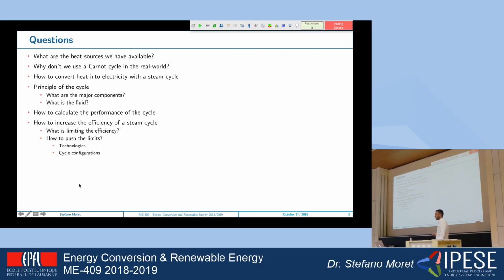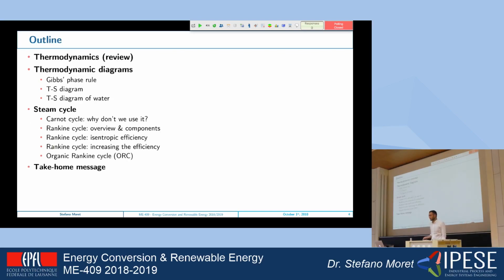What are the heat sources that we have available in real life? We will see what a Carnot cycle is, and why in the real world we do not use a Carnot cycle. And then we will see how in reality we can convert heat into work with a steam cycle. And we will discuss the principle, the components, and the ways to increase the efficiency of this cycle itself.